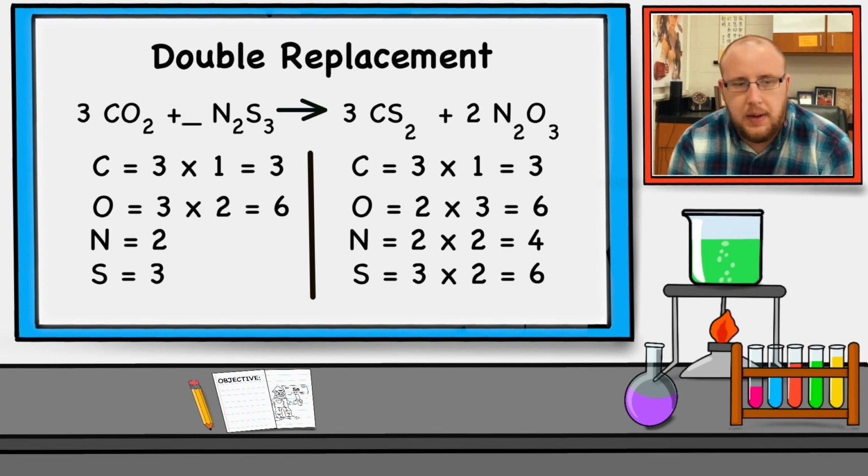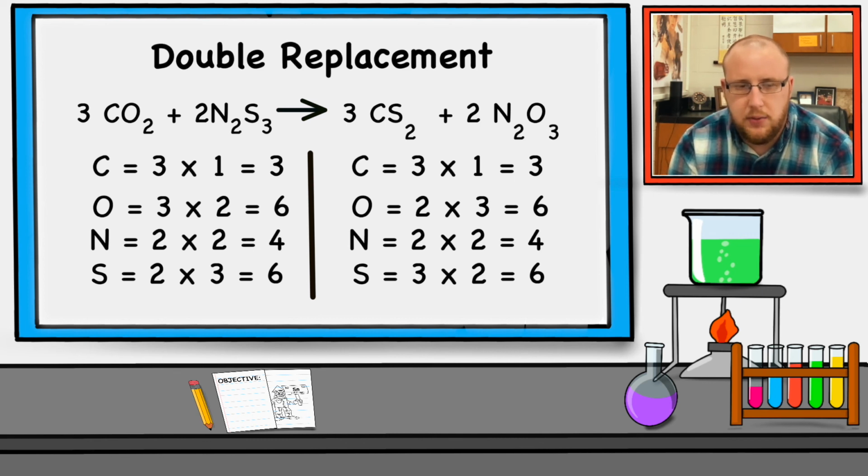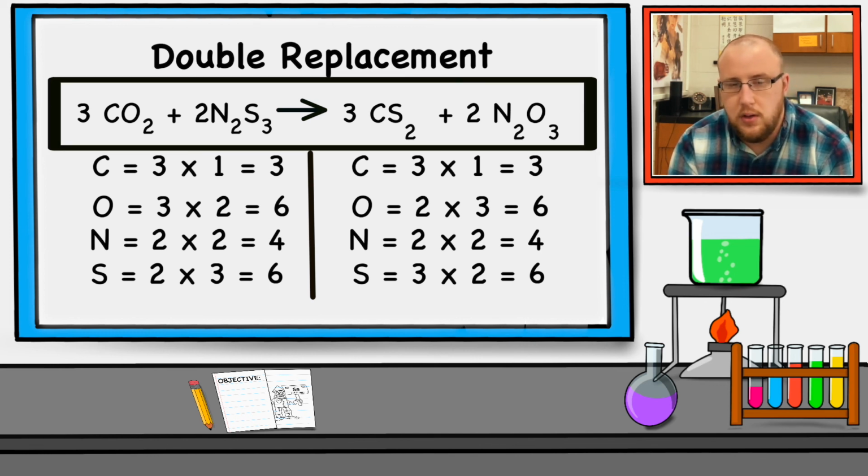Okay, I want to be able to get my nitrogens and sulfurs to match the product side. So to do that, I'm going to put a 2 as a coefficient in front of my dinitrogen trisulfide. In doing that, I now have 4 nitrogen atoms, so 2 is a coefficient, 2 is a subscript, that's 4, and 6 sulfur atoms, 2 is a coefficient, 3 is a subscript, and that's going to be 6 total sulfur atoms. Now, if I'm not mistaken, everything should be balanced out. We should have 3 carbon atoms on both sides, 6 oxygen atoms on both sides, 4 nitrogen atoms on both sides, and 6 sulfur atoms on both sides. So that gives me a balanced equation of 3 CO2 plus 2 N2S3 yields 3 CS2 plus 2 N2O3.